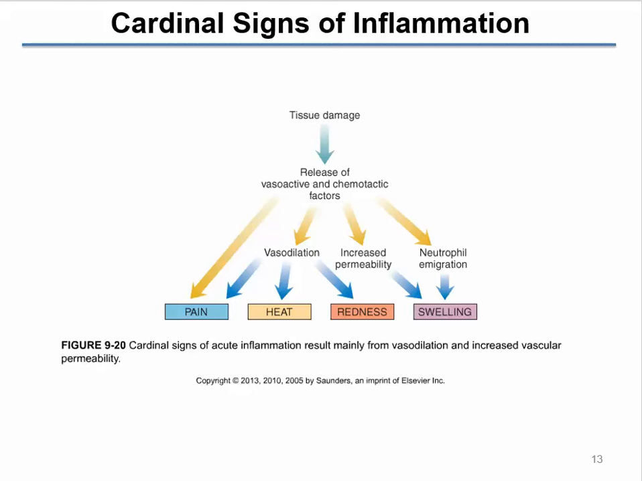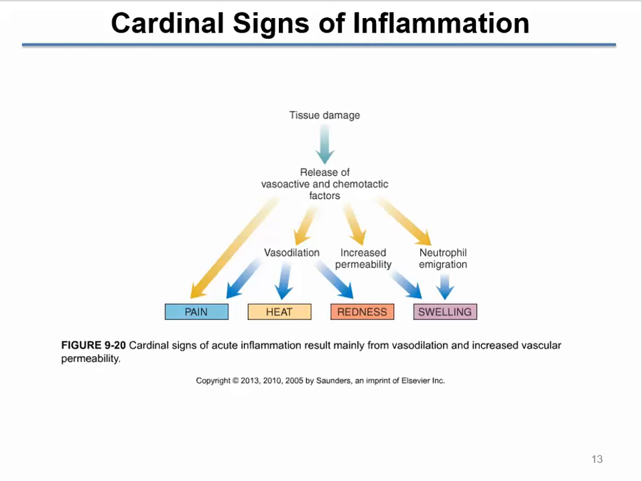Now, this book obviously uses the four cardinal signs: pain, heat, redness, and swelling, with the fifth one being immobilization or loss of function being connected to this. And probably the easiest thing, to sum this all up easily, it's all around increased vasodilation and permeability.